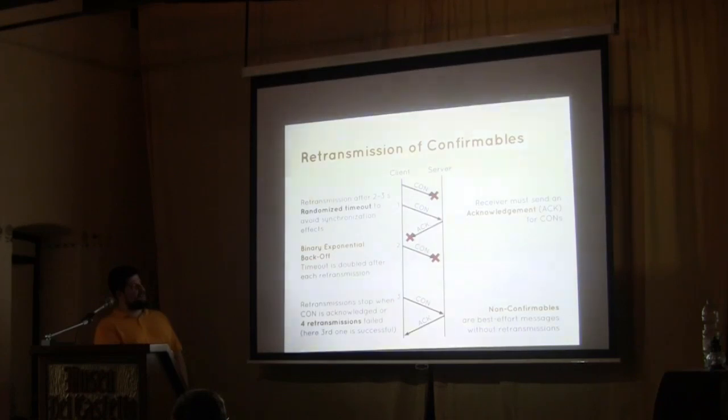So let's assume the second one goes through, it's received by the server, and then what it has to do, if it's a CON message, it has to send an acknowledgement. Of course, to stop the client from retransmitting, to acknowledge, yeah, I got this, that's fine. Problem is, we lose this again. Oh no! We will have another timeout if we don't hear from the other side, and have another retransmission. And the logic here is a binary exponential back-off.